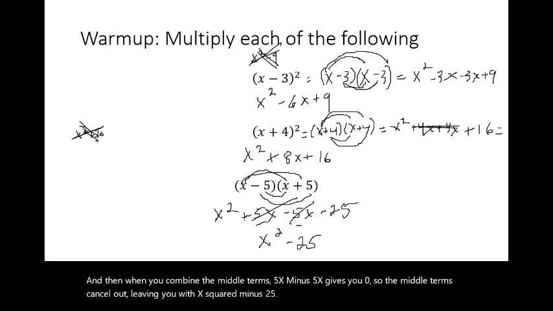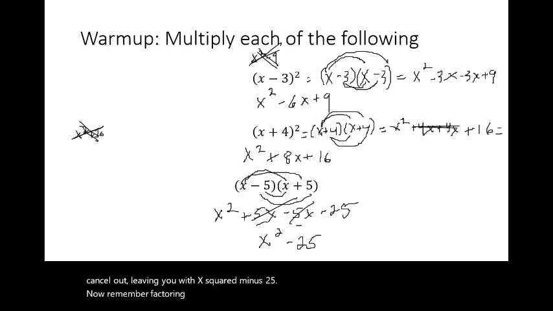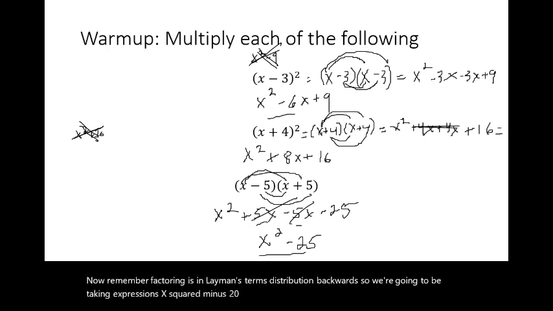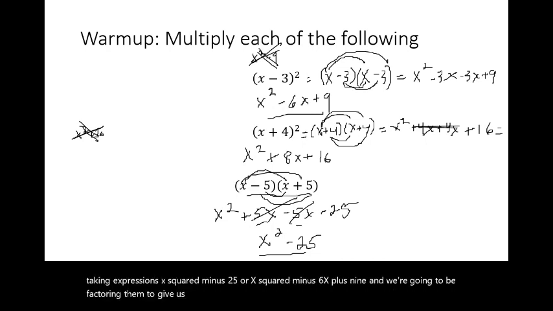Now remember, factoring is, in layman's terms, distribution backwards. So we're going to be taking expressions like x squared minus 25 or x squared minus 6x plus 9, and we are going to be factoring them to give us expressions like x minus 5 times x plus 5 or x minus 3 quantity squared. So these special products, when you do them in reverse, are going to be special factoring.